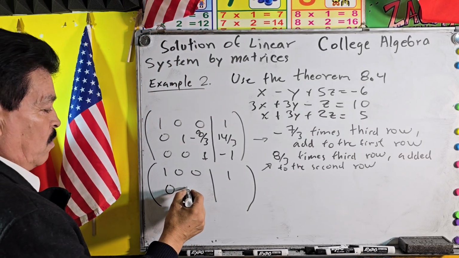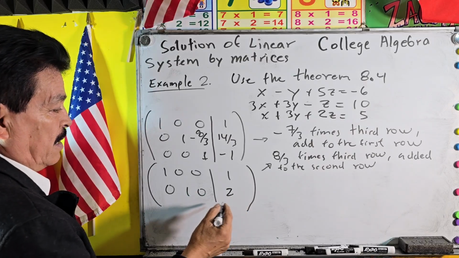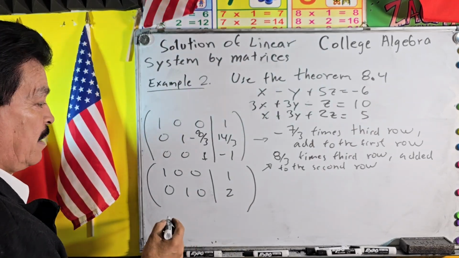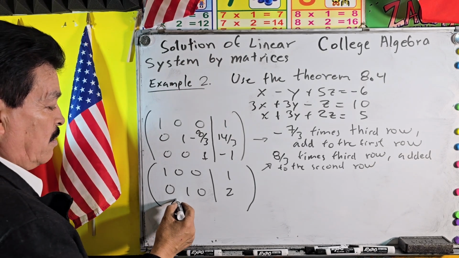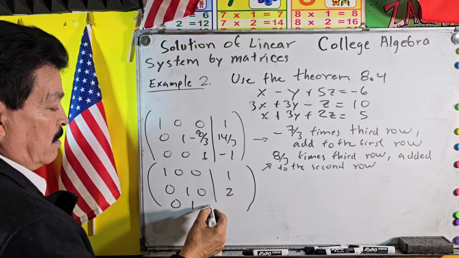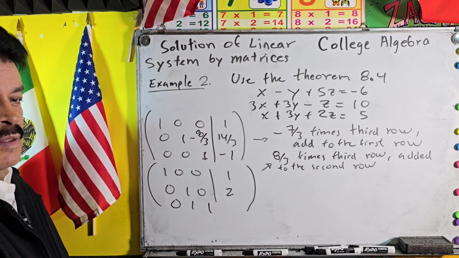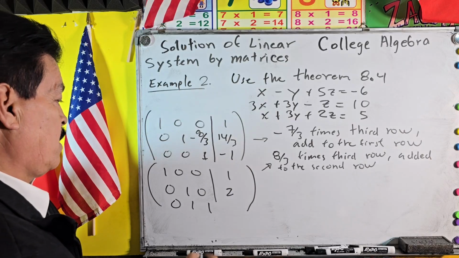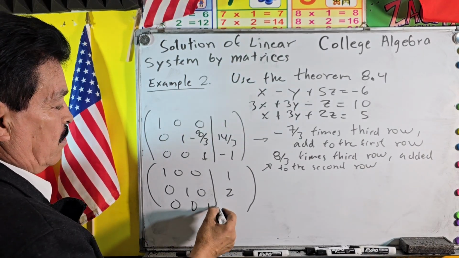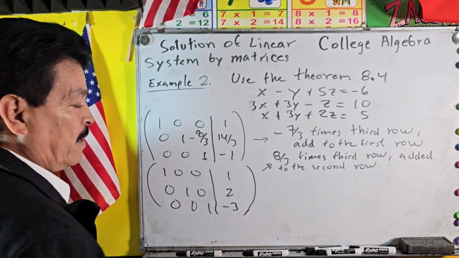Then 0, 1, 0 here equals 2, and the last one is going to be 0, 0, 1, 0, 0, 1. So the answer here is negative 3, right?